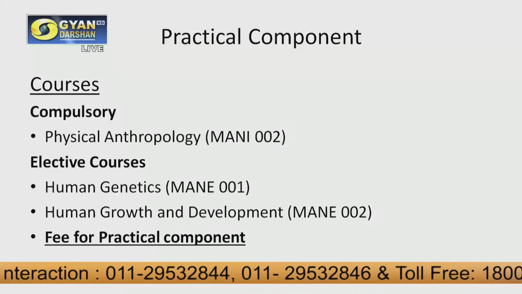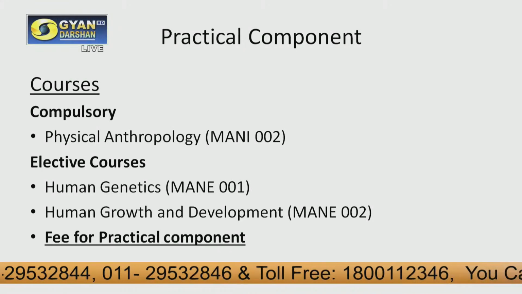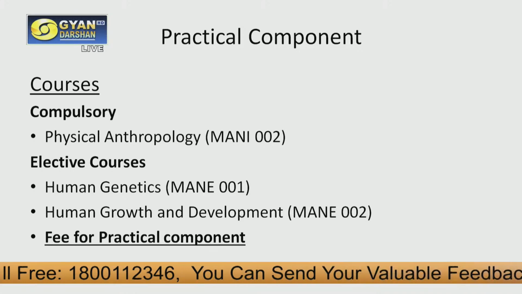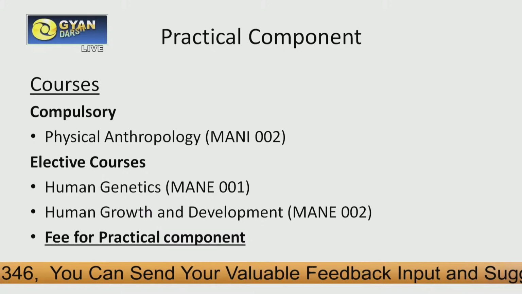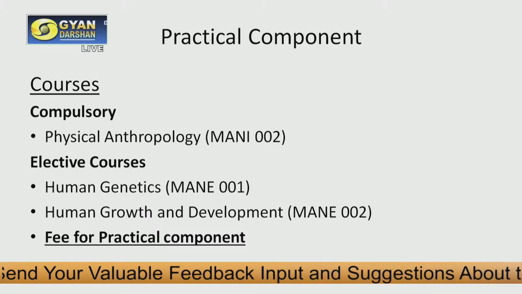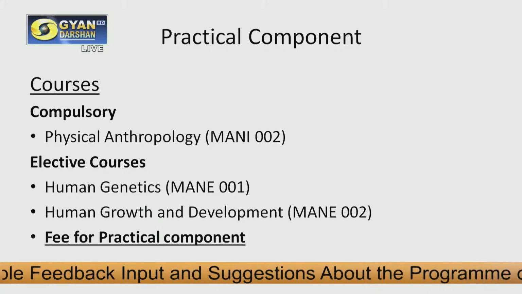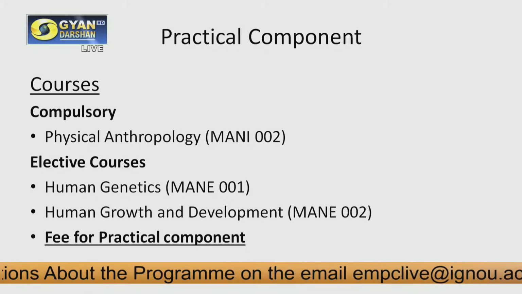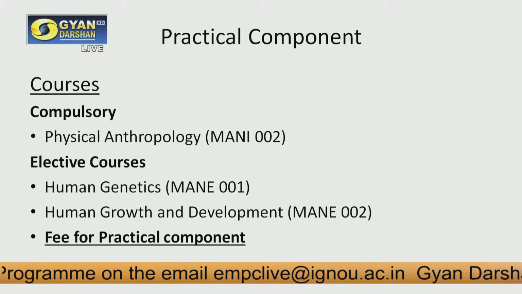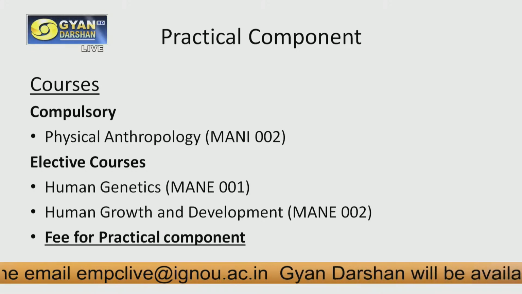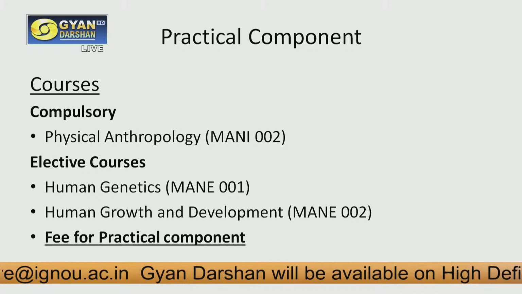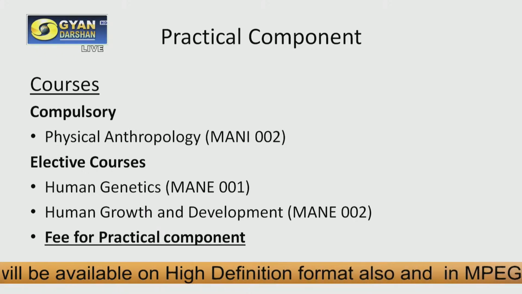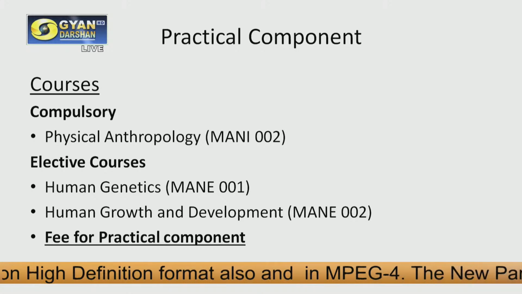Then, coming to the practical component. In the first year, we have one course, physical anthropology. It is a compulsory course. In the second year, we have 2 elective courses, human genetics and human growth and development. These 2 are electives. Only if you opt for these 2 courses do you have to attend the practical examination. If you don't opt for these courses, there is no need to apply for or attend the practical examination.